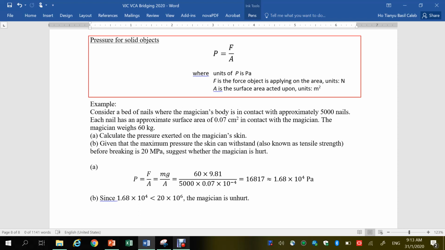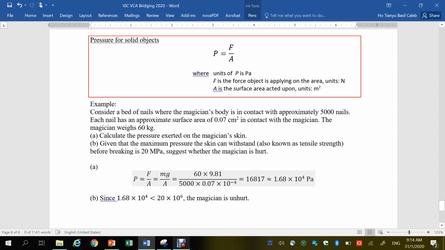Well, actually, there's a lot of physics there, right? If you imagine a bed of nails with roughly around 5,000 nails, his body is in contact with roughly 5,000 nails, and each nail has roughly 0.07 cm squared of surface area, right? The magician has roughly a weight of 60 kg. Calculate the pressure exerted on the magician's skin.